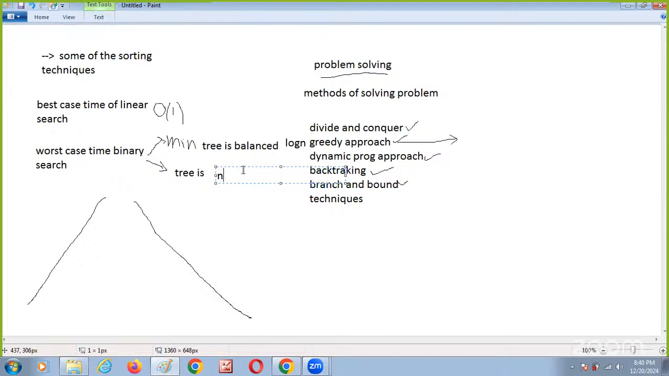In the worst case also we have a minimum as well as a maximum. These are the things we have already seen. Whereas coming to the best case, here it is order of 1 and here it is log n. So try to write this down.